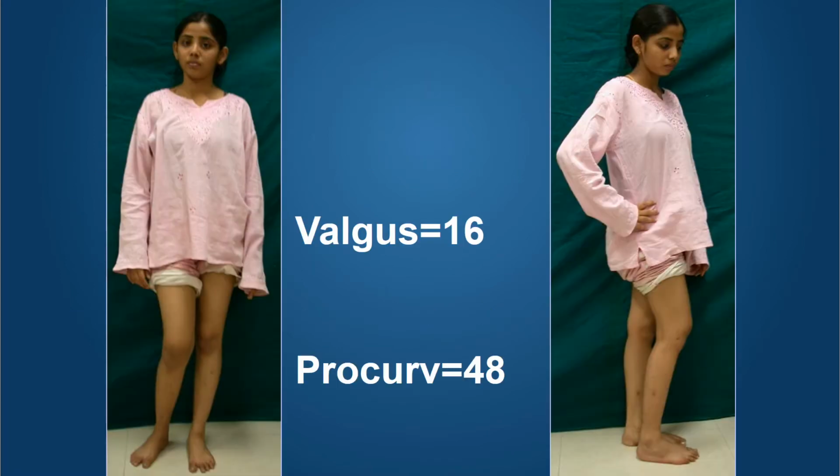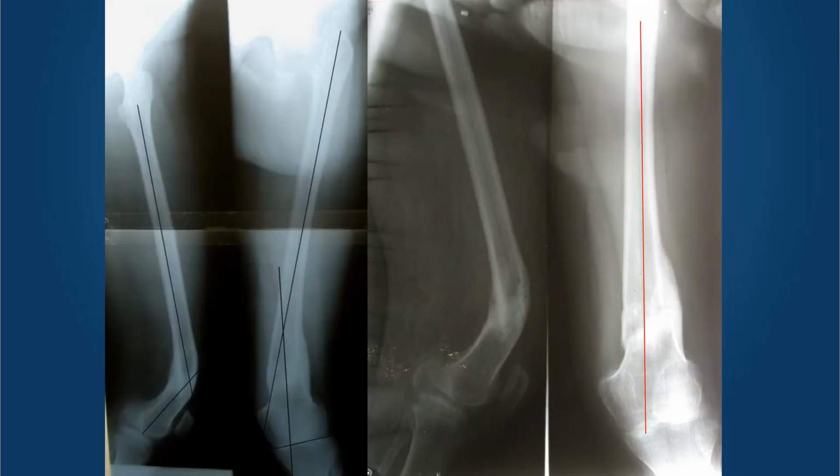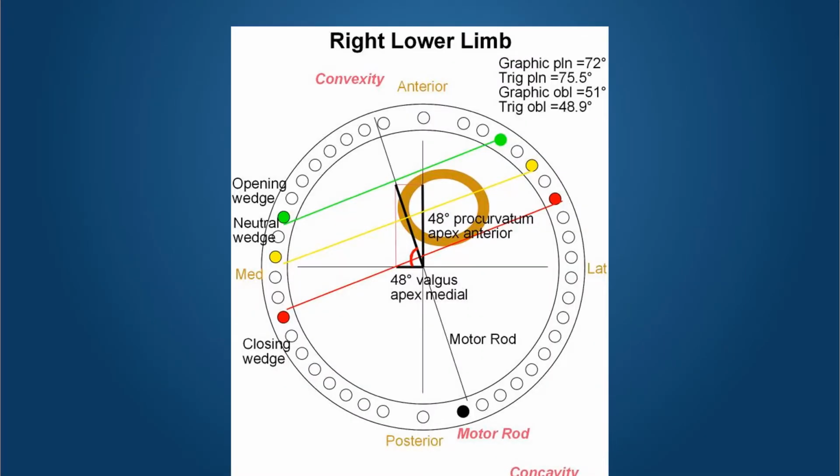Let's start by taking a look at this young lady who had a valgus of 16 degrees and procurvatum of 48 degrees due to malunion of a supracondylar fracture. The X-rays on the left show the 48-degree procurvatum and the 16-degree valgus. However, when we position the patient accurately in the plane of the deformity, what we find is the extreme X-ray on the right, which shows no deformity at all. And exactly at right angles to that plane, we can see the maximum deformity of 48.